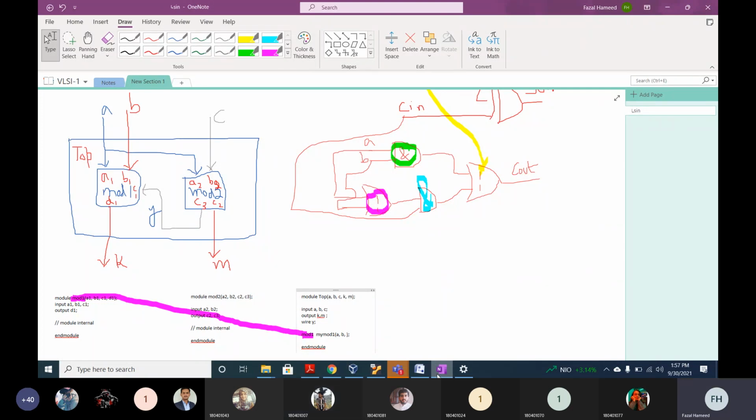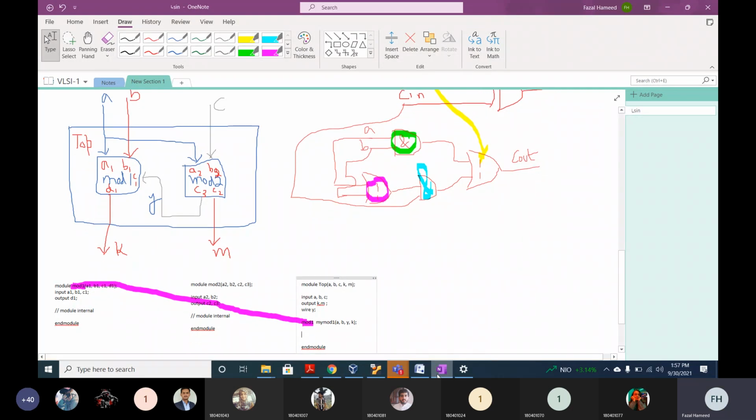Okay. Now the third signal is C1. To which signal is it connected now? Y. And the fourth signal is D1. With which signal is it connected in the top module? A. Very good.